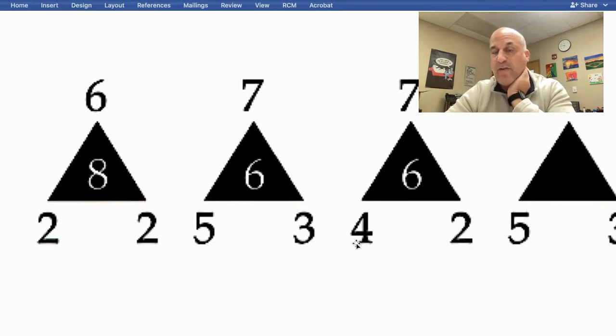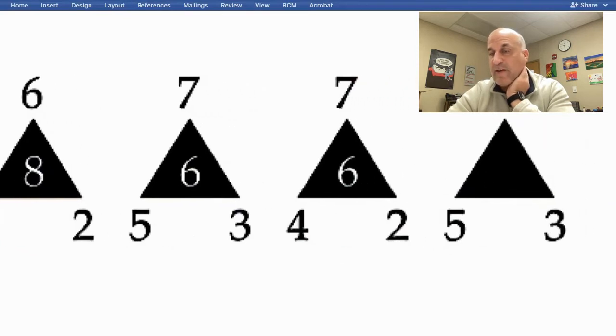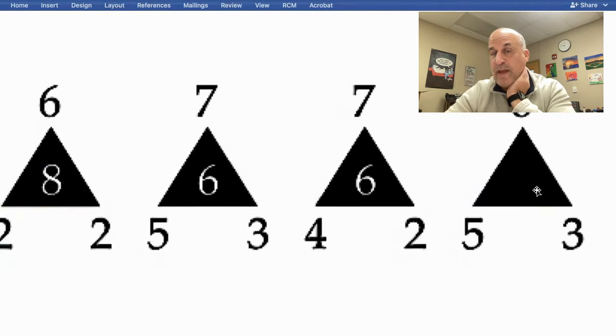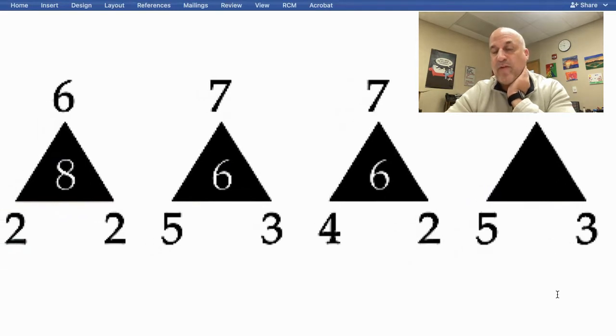So 7 minus 4 is 3. 3 times 2 is 6. And then here, 6 minus 5 is 1. 1 times 3 is 3. So the answer would be 3 there. But you have to look a little bit deeper to see that pattern. If you just took the first thing that came to mind, it might not match up with this one right here.